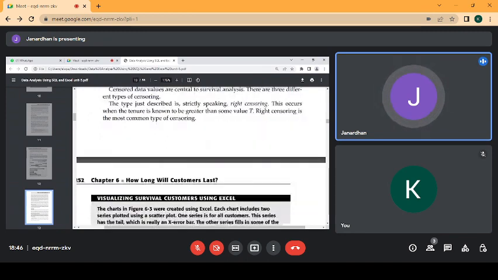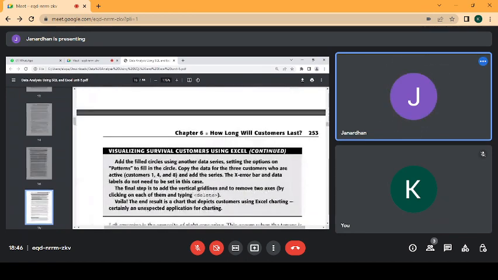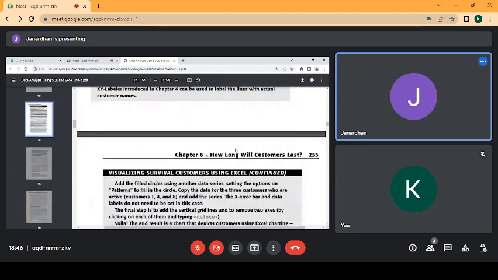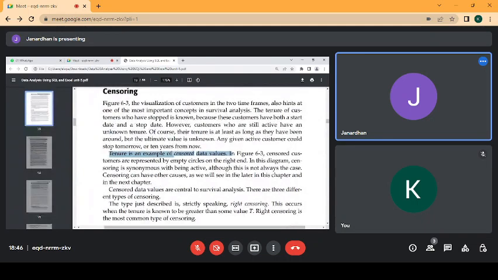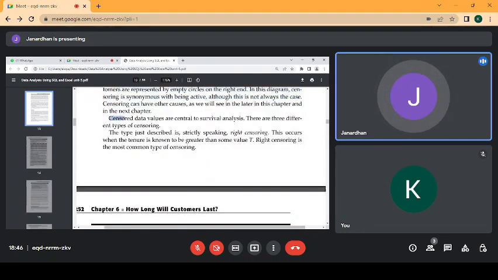This is the figure, right? Generally, the censored customers are represented by empty circles on the right hand side. In this diagram, censoring is synonymous with being active, although this is not always the case. Okay, censoring can have other causes, as we will see in the next chapters also. Censored data values are central to survival analysis.